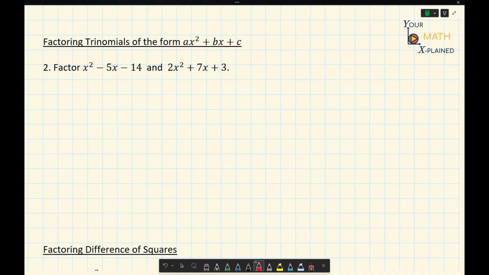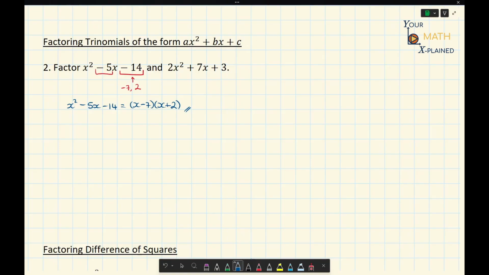So here, the a value is 1, which means we're going to find two numbers that multiply together to be negative 14 and add together to be negative 5. So the two numbers are going to be negative 7 and positive 2. And once you get that, that means we can factor x squared minus 5x minus 14 into x minus 7 and x plus 2.